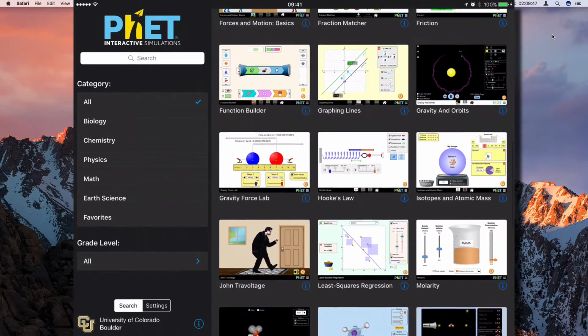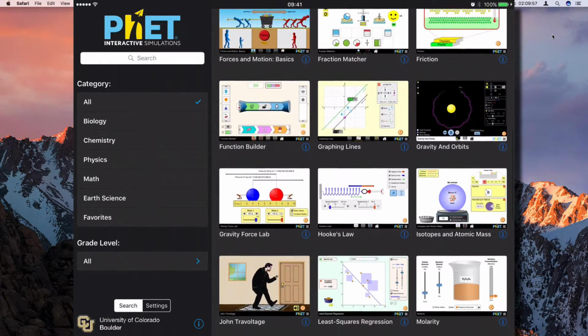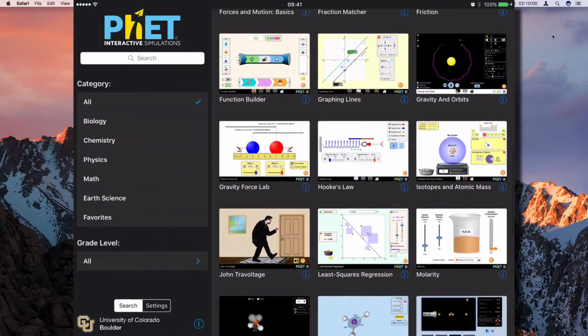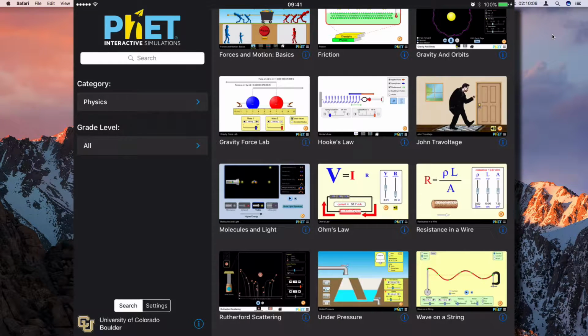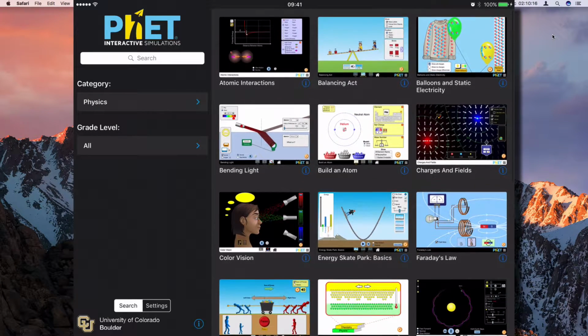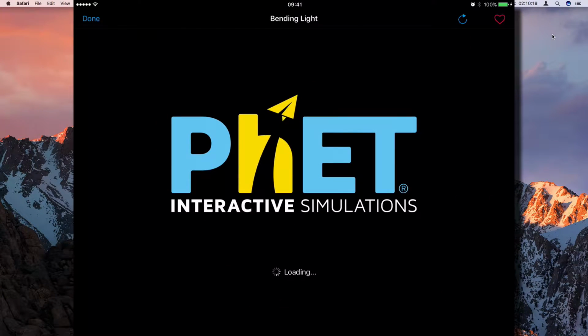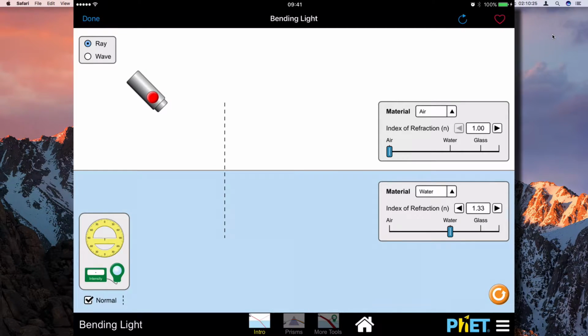situations which are difficult to set up in a physical situation in a laboratory, because the stuff that you want to explain is too small for students to see. So let me show you what I'm talking about. For example, let's say that you want to show the bending of light. You can easily set this up in a lab situation, but it's easier to explain it when you're using this application.